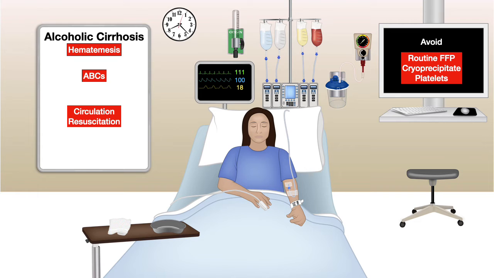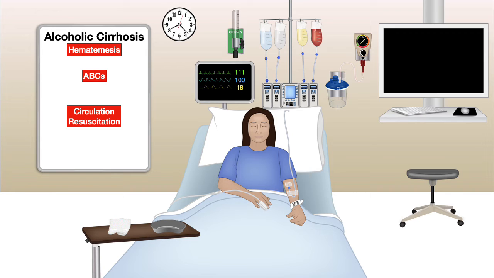So these are the two important principles. Limit unnecessary expansion of splanchnic congestion by restrictive transfusion to a hemoglobin of 7 and avoiding routine orders for fresh frozen plasma, cryoprecipitate, and platelets.